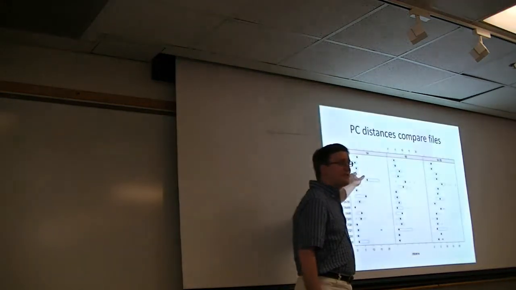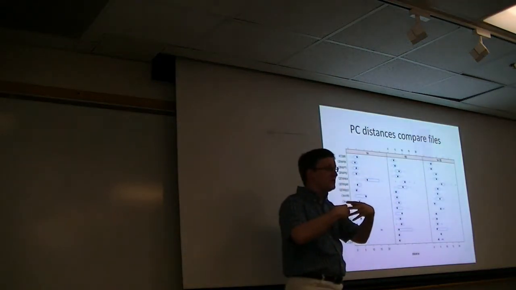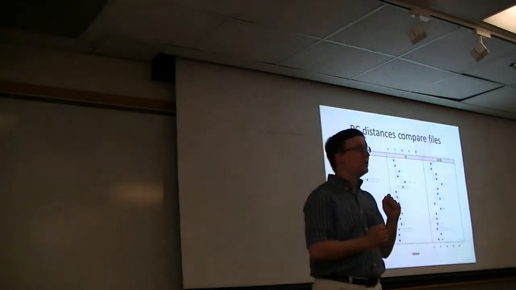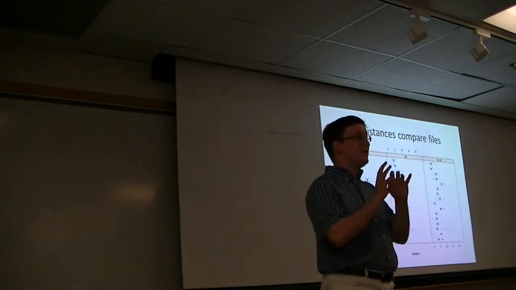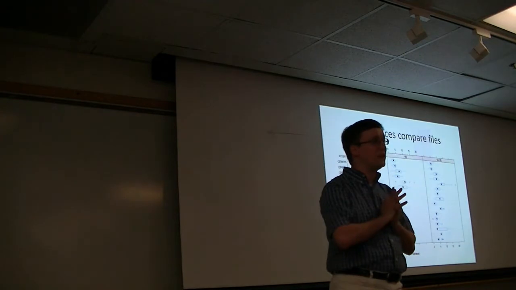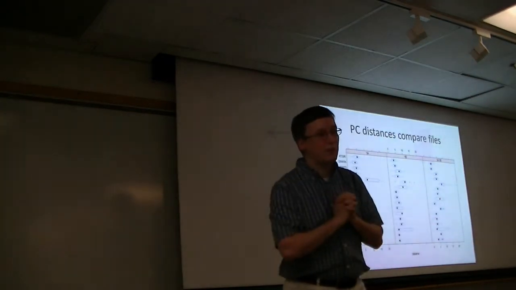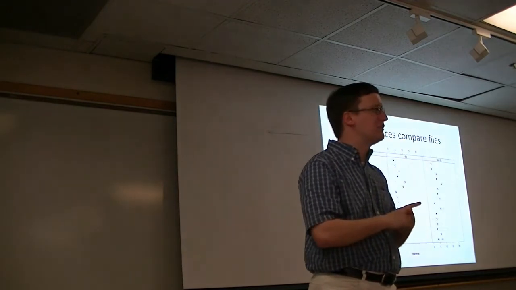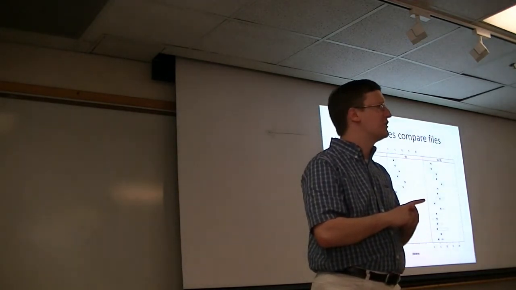We have these files that have been translated now into principal component space, and we want to find outliers. So one of the things that we can do is find all the pairwise comparisons that we can do. Imagine that we have 10 files. How many pairwise comparisons can we do? Does anyone know this one?